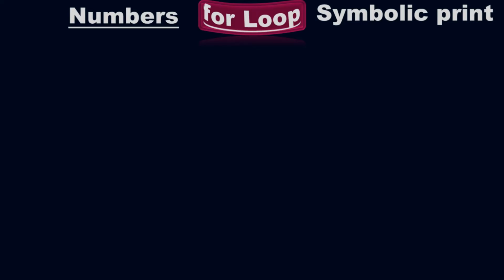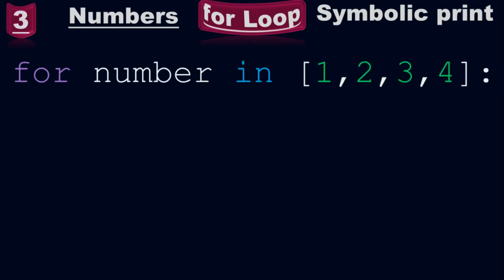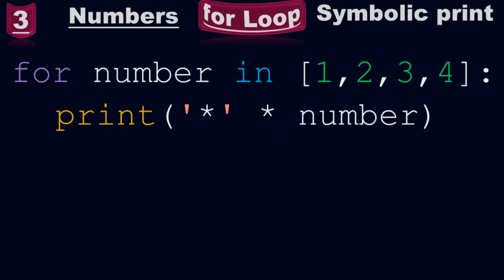Symbolic print. Example number 3. For number in 1, 2, 3, 4, print asterisk inside the quotes times number. You will get this pattern of the asterisks. So it is a symbolic print. This is called the symbolic print. Whatever symbol you put inside the double quotes, if you put x, you will see all the way x. If you put k, you will see all the way k. Since I put asterisks, therefore there are all the way asterisks in this pattern.